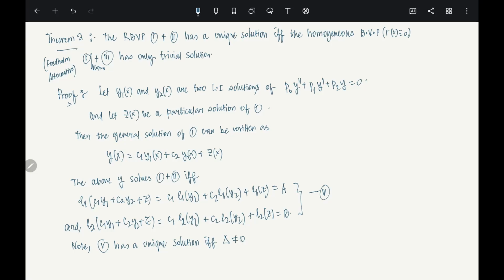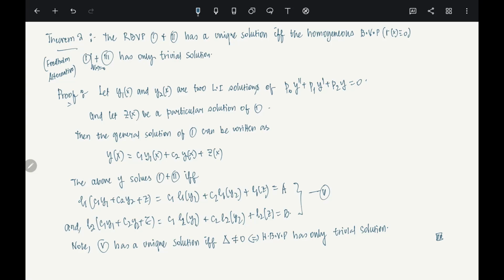What does it mean? It means that if and only if the homogeneous boundary value problem has only the trivial solution. This is by the earlier theorem, right? And hence it is proved. So essentially what we have is this: when does this equation have a unique solution? If and only if delta is not 0.